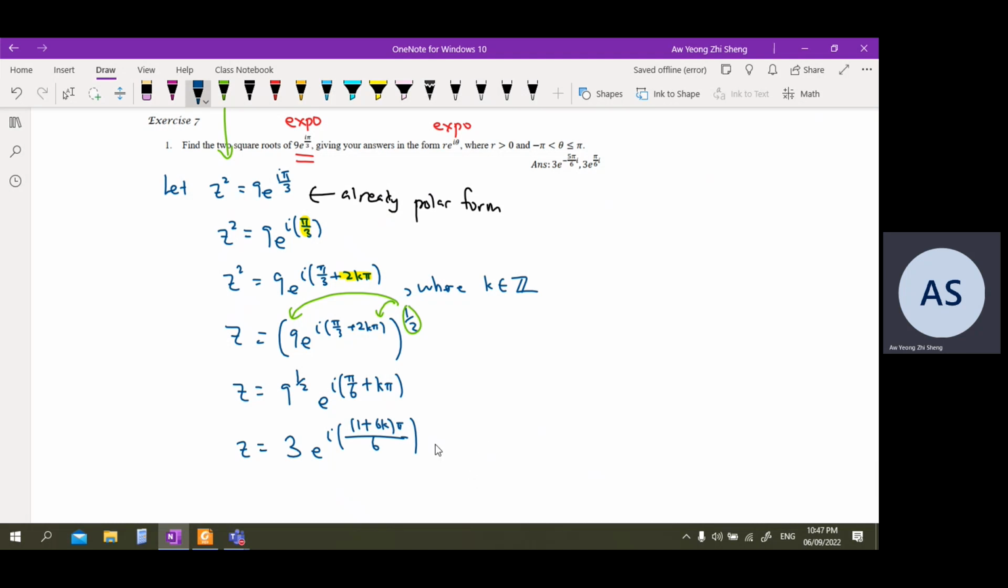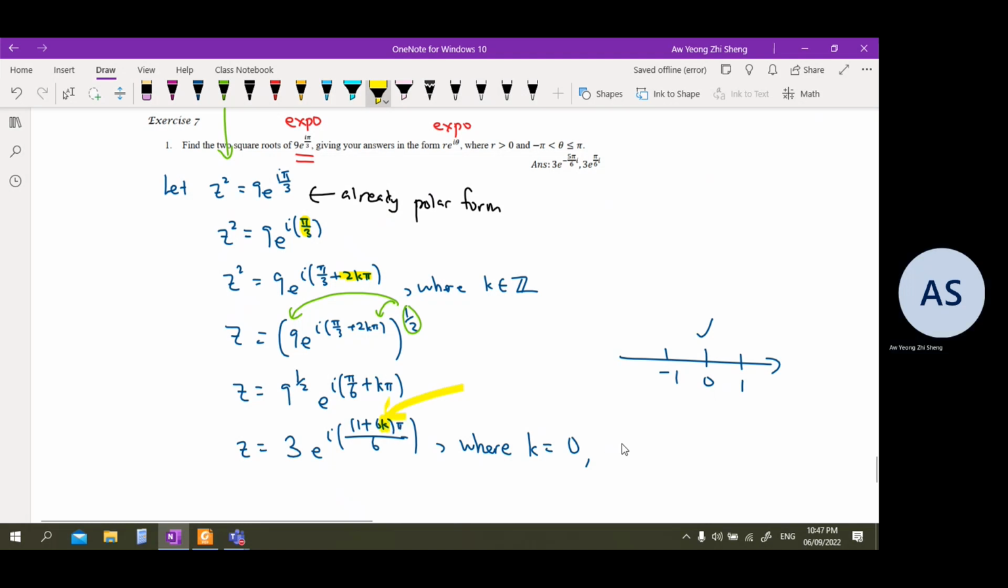Now it's time to decide what are the two consecutive integer values of k that we should take here. Obviously, 0 must be taken because on the number line, 0 is the nearest to 0. But between 1 and -1, which one should we choose? It depends on which value of k, when substituted inside here, will give us an answer in the principal range. So you can easily just mentally check.